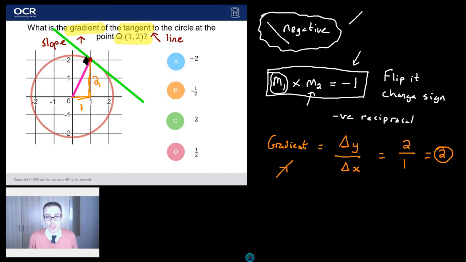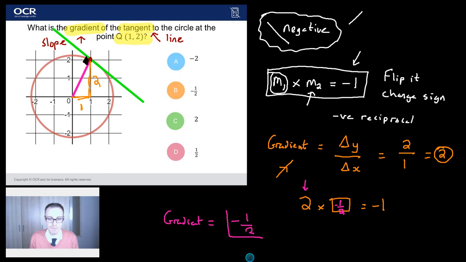Okay, so I've got the gradient of my radius, and I know that the gradient of my radius times something is going to equal -1. Now, hopefully, you can spot what that number's got to be. Maybe you divide both sides by 2. I think that's how I would do it. Or if you prefer to think of this, let's flip it and change the sign, or take the negative reciprocal. However you prefer to think of it, hopefully you're happy in saying that the answer to that must be -1/2. So the gradient of my tangent is the negative reciprocal of 2, so it's -1/2.